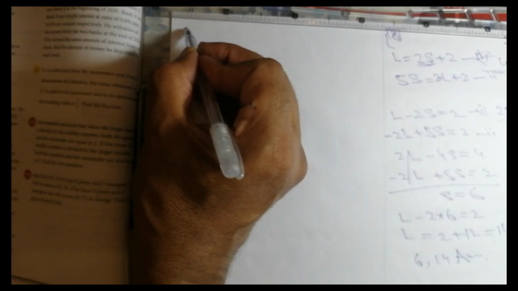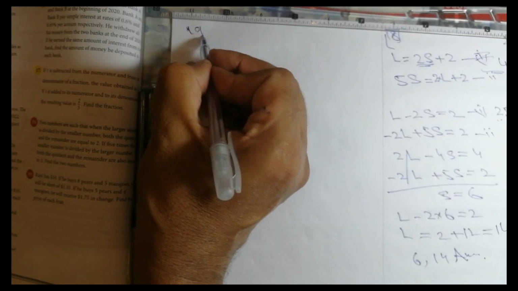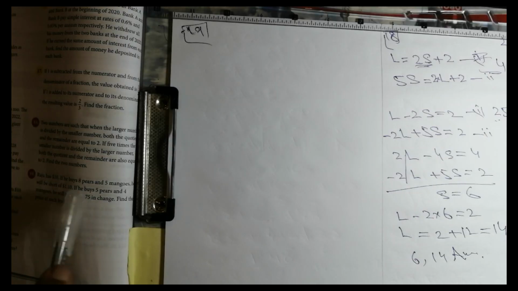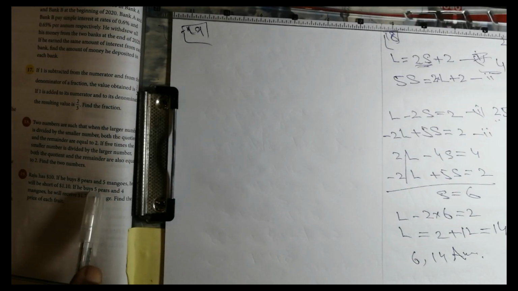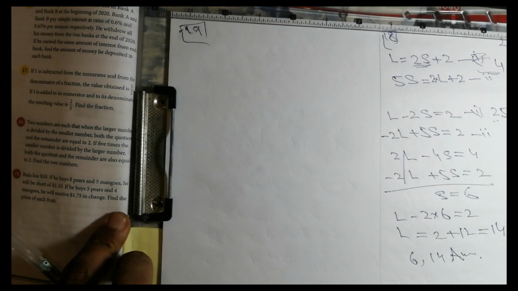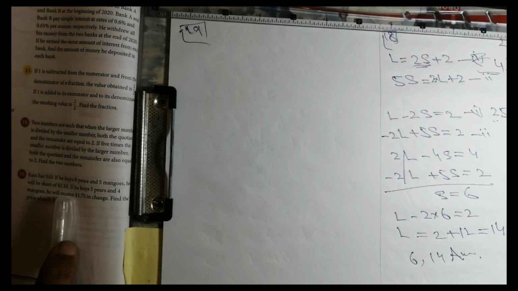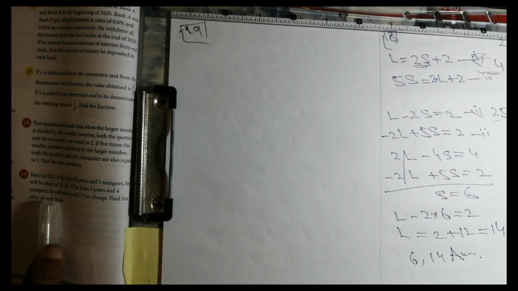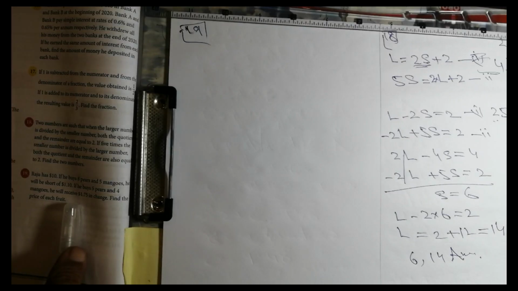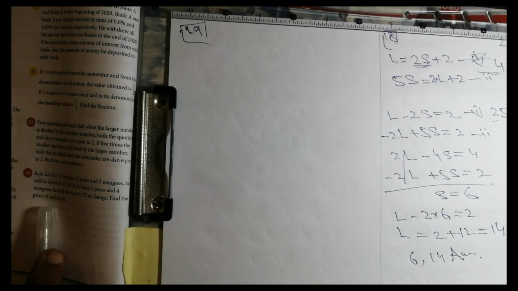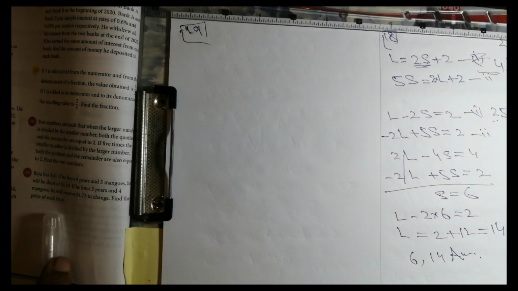Now question number 19. Raju has $10 with him. If he buys 8 pears and 5 mangoes, he will be short of $1.10. If he buys 5 pears and 4 mangoes, he will receive $1.75 in change. Find the price of each fruit.